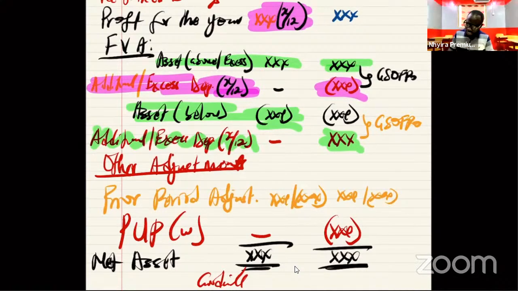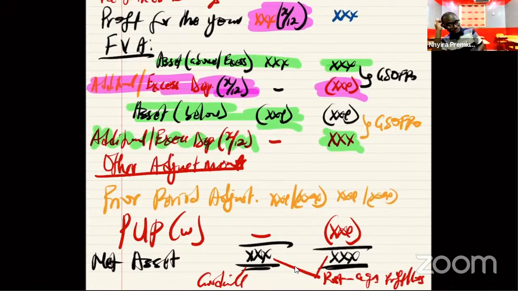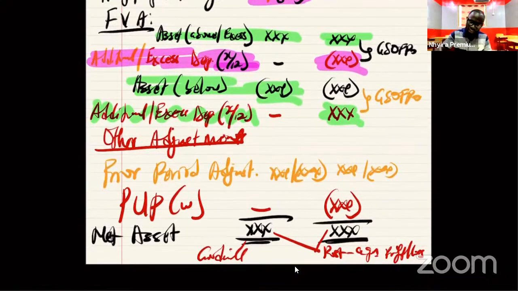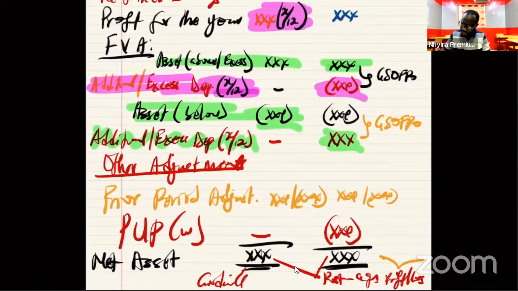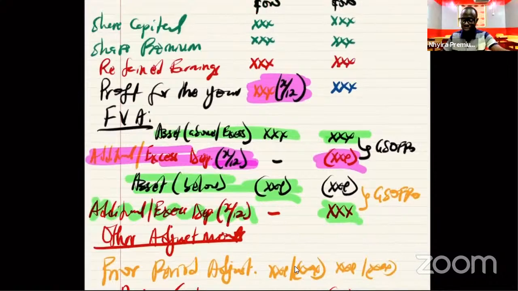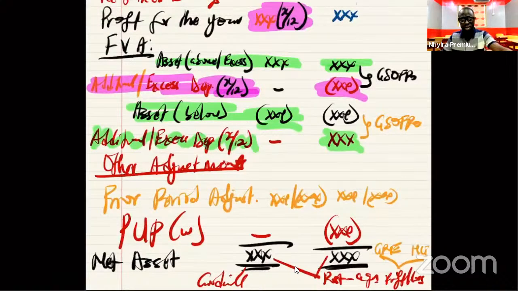Then the difference between the net asset at acquisition and at year end is what is referred to as the post-acquisition profit or loss. The post-acquisition profit or loss will be shared between the parent and the non-controlling interest when we are dealing with group retained earnings. So that is the net asset schedule. That is the workings for dealing with the net asset schedule.